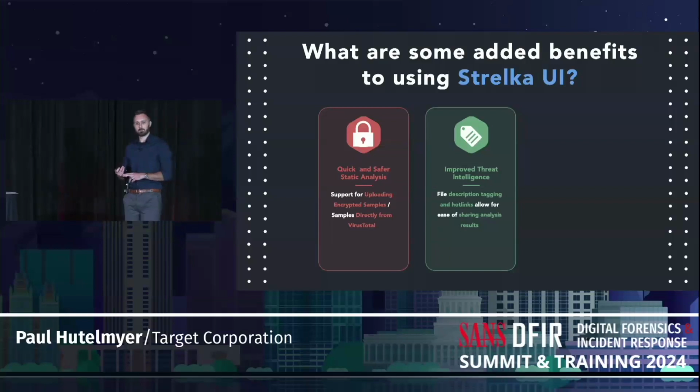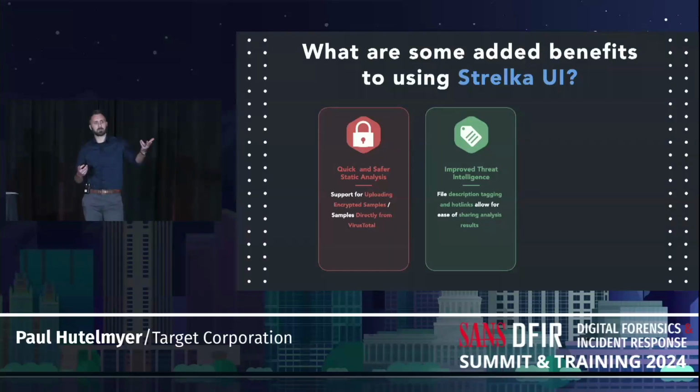The second could help for threat intelligence, right? You can tag files in the UI. There's hot links as well. So if you submit a file, you're going to get a hot link. You can share that to other analysts, right? Hey, there's this weird file. Check it out. And they can look at the profile right away.